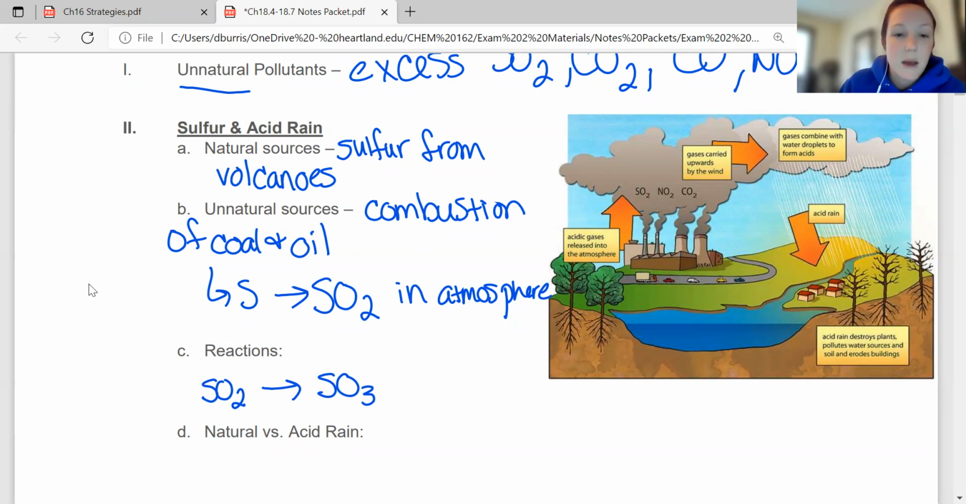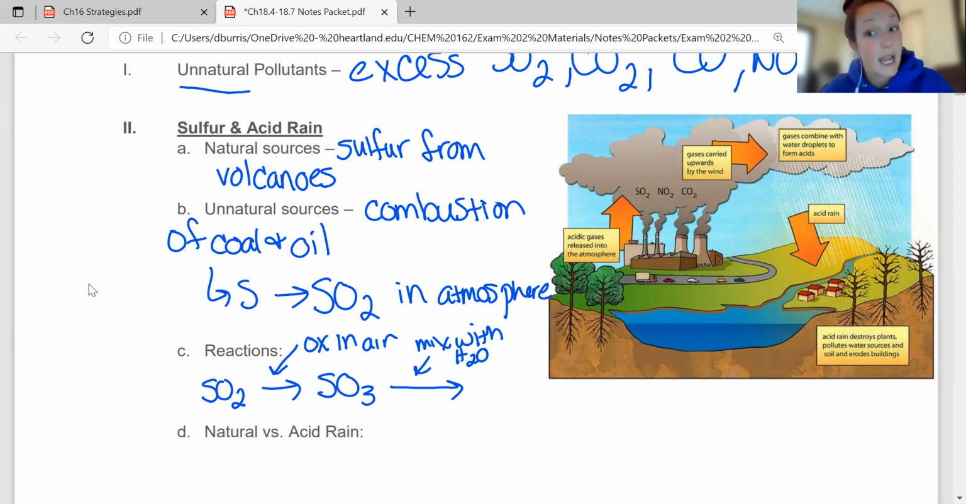So how does this happen? This little arrow right here was oxidation in the air. Once it turns into SO3, it mixes with water, aka acid rain, and turns into sulfuric acid. So sulfur dioxide is oxidized with oxygen, then it mixes with water and we get sulfuric acid. That's how we get acid rain.